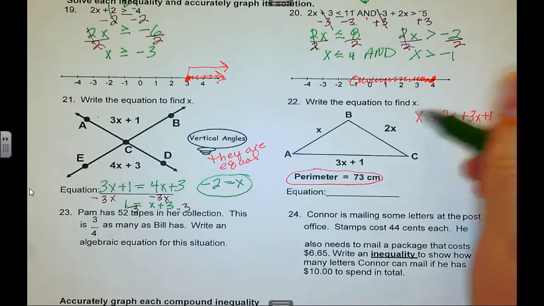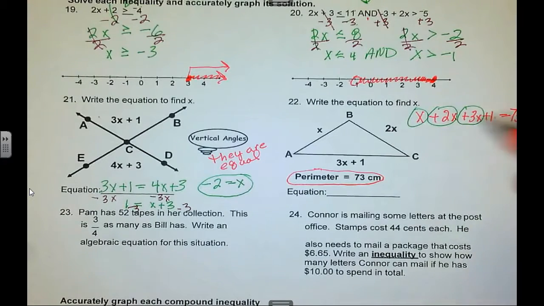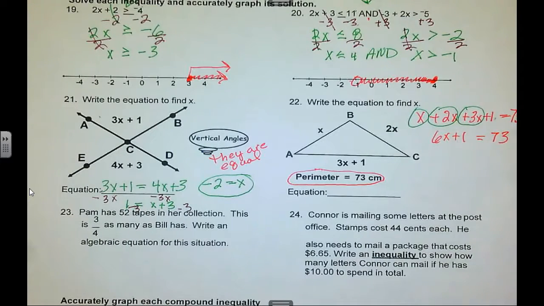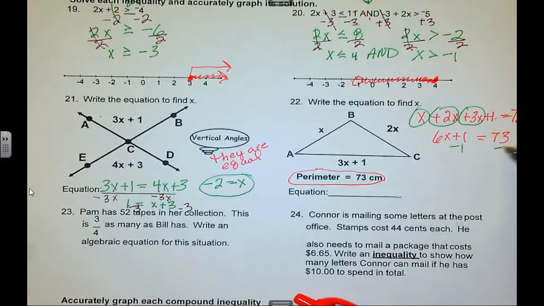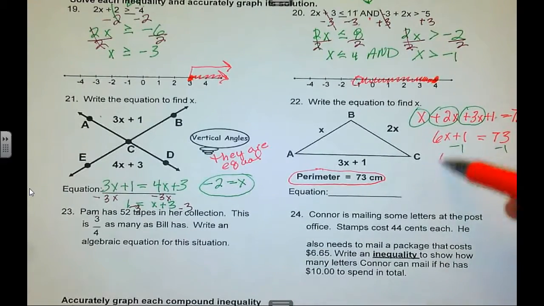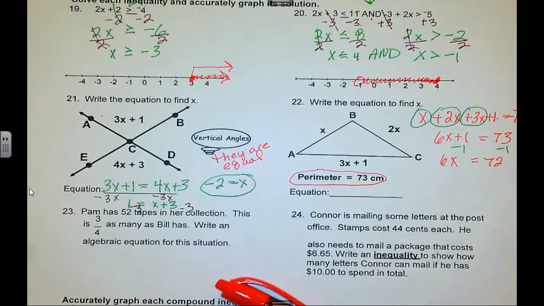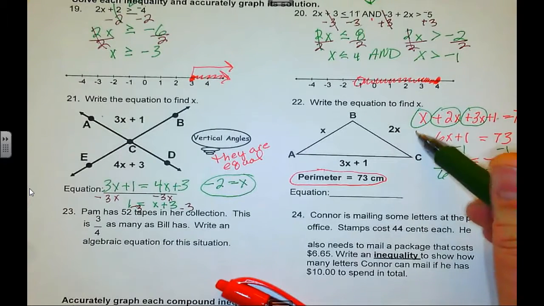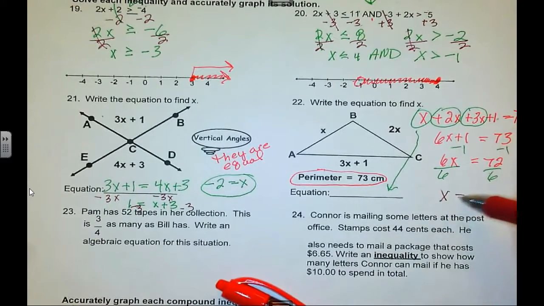All right, combine like terms and solve. 1x, 2x, 3x is 6x plus 1. Subtract 1. 6x equals 72. Divide by 6. I suppose that equation I should have put there. So x equals 12.